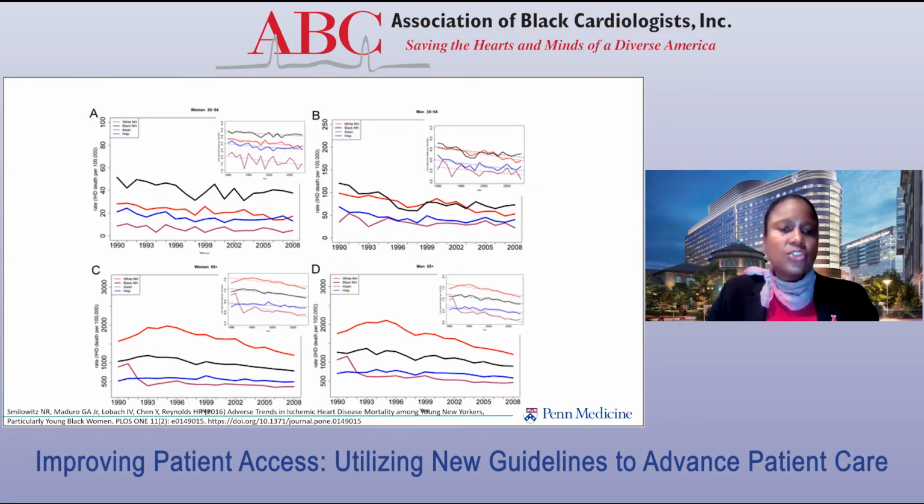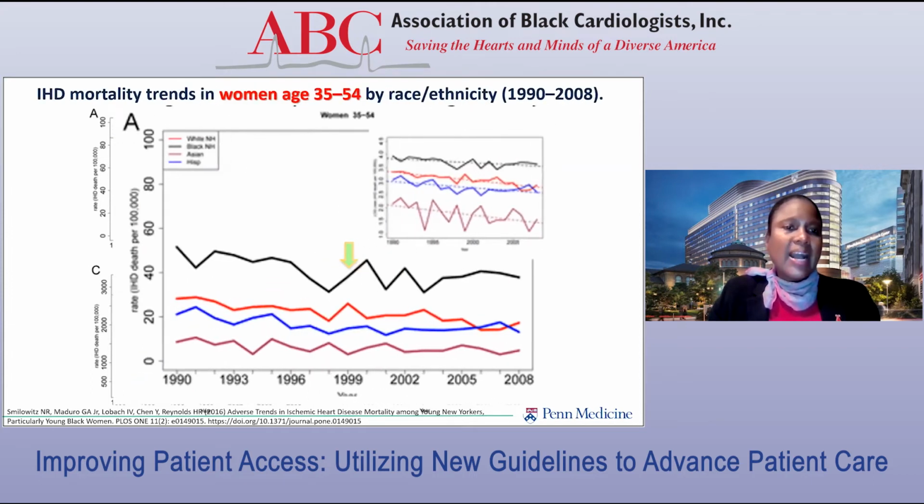In this study in New York, which looked at ischemic heart disease mortality among New Yorkers, this is stratified by gender as well as by age. When we look at the top panel, which looks specifically at young women, 35 to 54 years of age, by race and ethnicity, we see that Black women disproportionately have a higher risk of ischemic heart disease mortality. And even though we initially saw some decline in rates of heart disease, by 1999 this plateaued, and Black women in particular continue to have higher mortality rates from heart disease shown in this study.